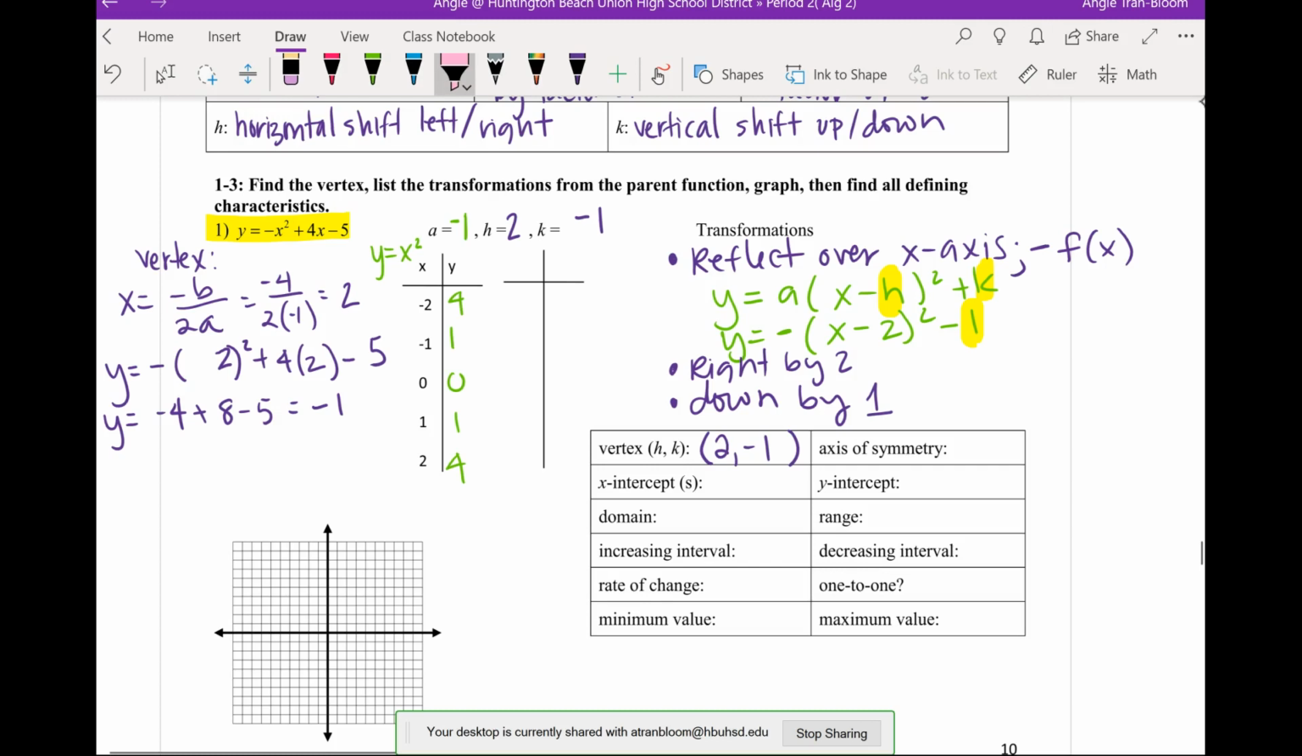Okay. I'm just bringing this back to remind you. So, Hannah, I'm just bringing this back to remind you of what you already know. All right, then let's fill in our transformation t-chart.